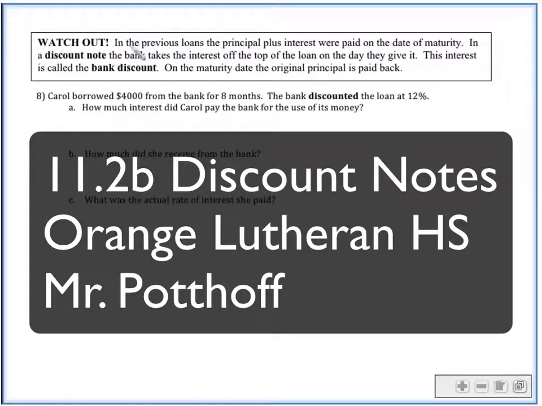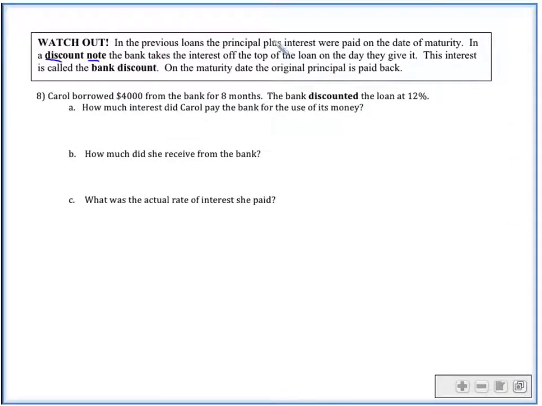All right, next we're going to talk about something called a discount note. In the previous loans, the principal plus the interest were all paid on the date of maturity. That was A equals P plus I. Now in a discount note, the bank takes the interest off the top of the loan on the day they give it. So instead of giving you all of your principal, they actually subtract the amount of interest that you owe right on the first day, and they only give you that amount.